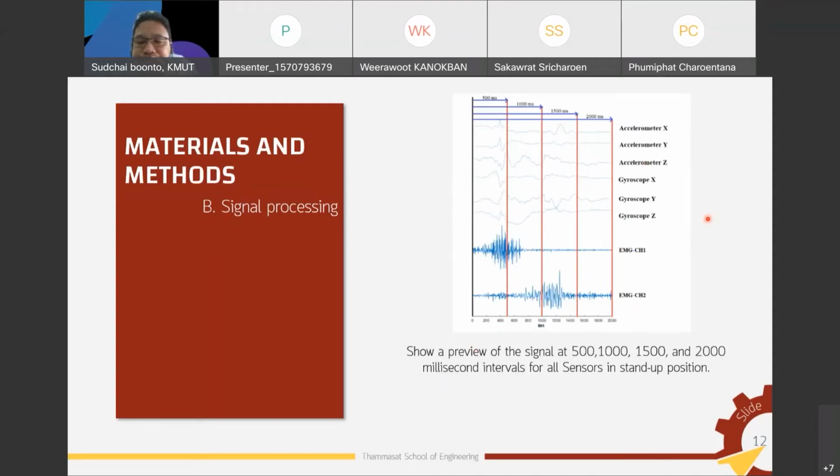4 time intervals after movement initiation were cropped for this study. They were 500, 1000, 1500, and 2000 milliseconds, as shown in this figure. The purpose of this paper is to investigate the appropriate range of signal for motion classification.